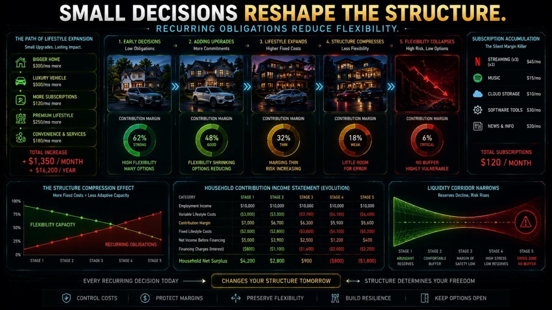Lifestyle creep and subscription creep slowly reshape the financial structure over time. A slightly larger mortgage, a more expensive vehicle, additional subscriptions, higher recurring dining, premium convenience services, lifestyle upgrades. Individually, each decision appears manageable, but structurally they increase recurring fixed obligations. And recurring fixed obligations increase degree of lifestyle leverage. This is conceptually similar to operating leverage in corporate finance. The higher the fixed cost structure, the more sensitive the household becomes to changes in income. This means that households with large recurring obligations become increasingly dependent on stable income conditions, and that dependency creates fragility.